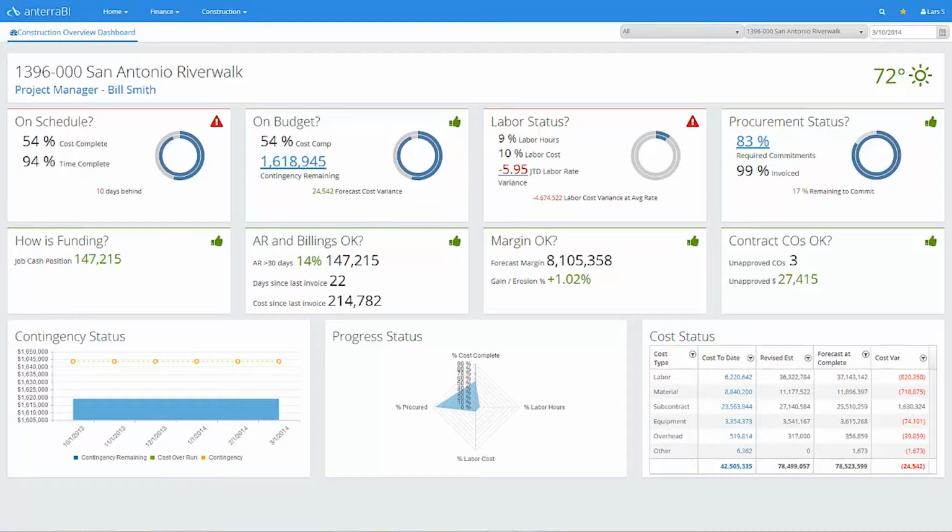Today we're going to see how easy it is to determine the root cause of a labor rate variance. We're going to start from our job overview dashboard.